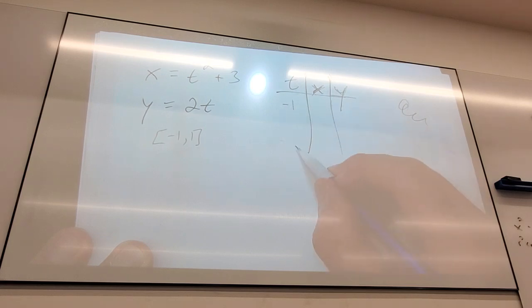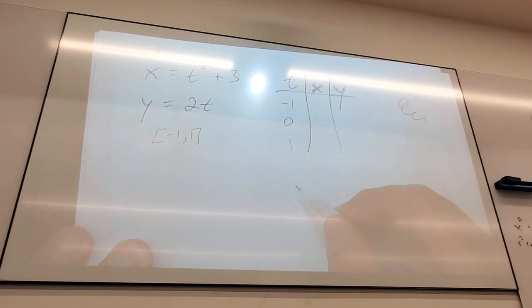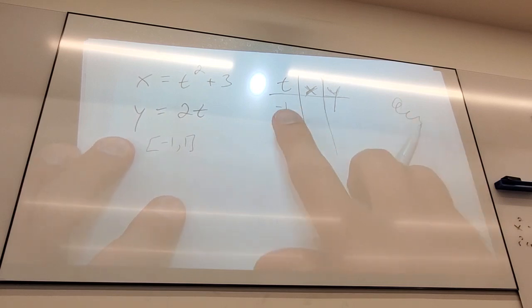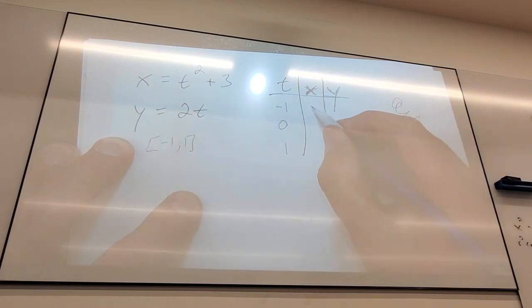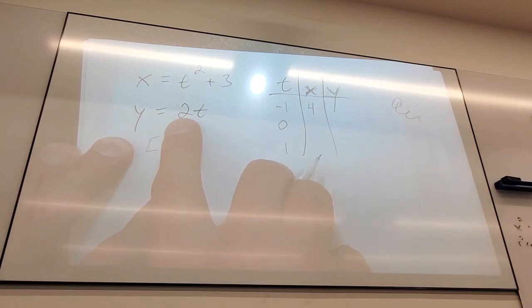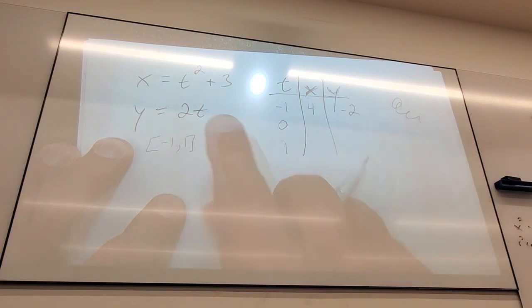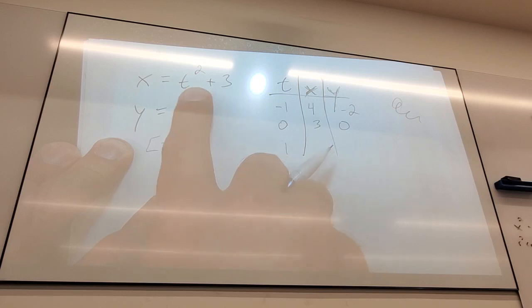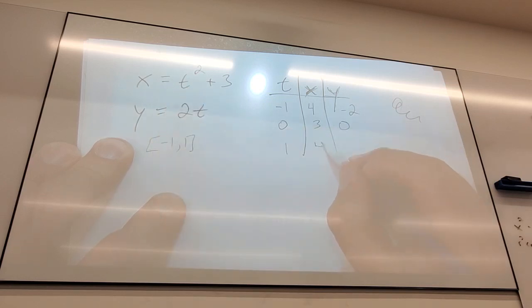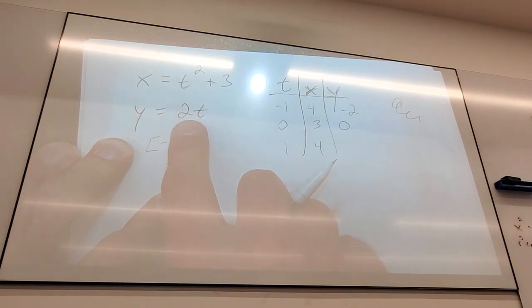So if I plug in here -1 and 1, I should plug in 0 at least. What do I get when I put a -1 in? 1 plus 3, 4. And then when I put a -1 in here, I get -2. When I put a 0 in, 3. When I put a 0 in here, 0. When I put a 1 in, 4. And when I put a 1 in here, 2.